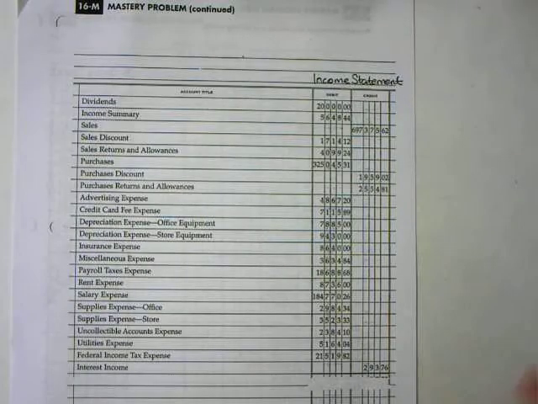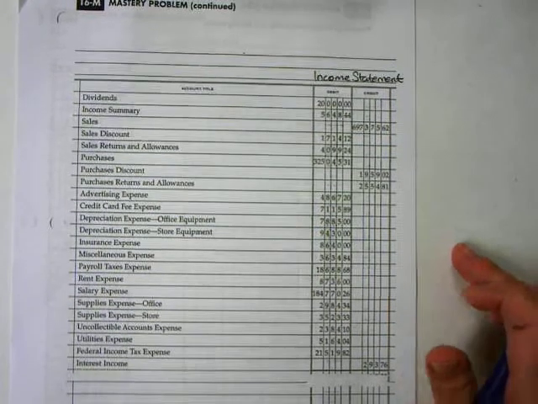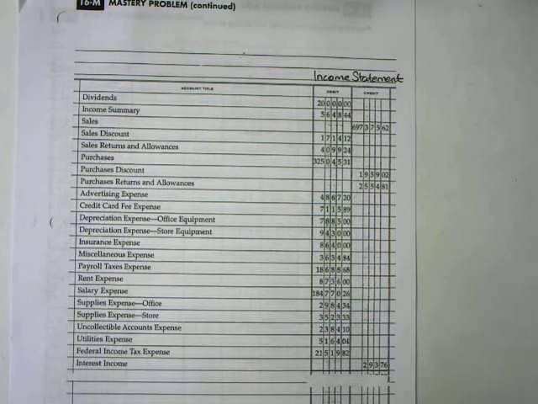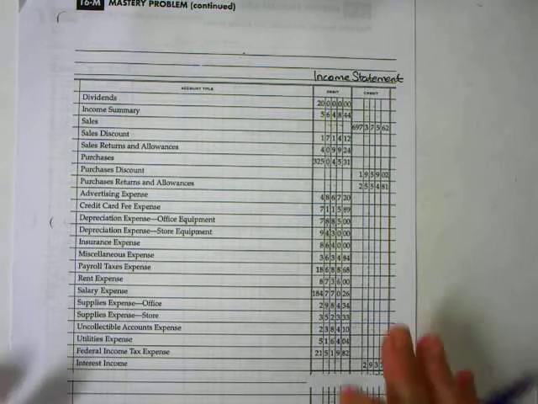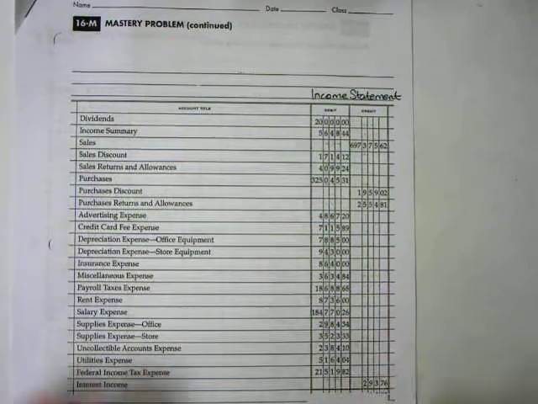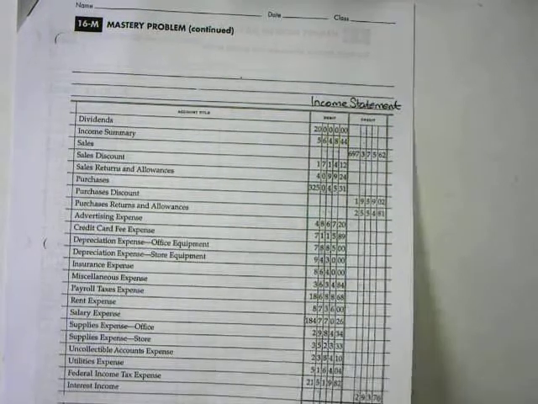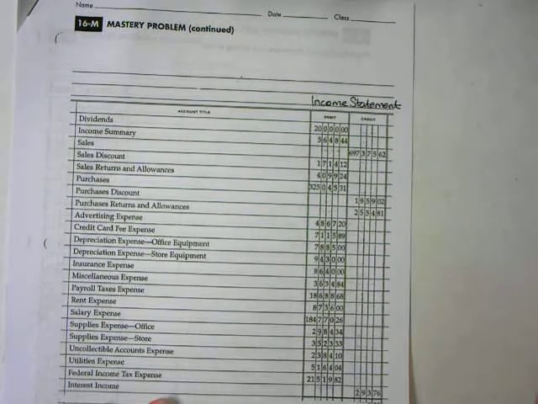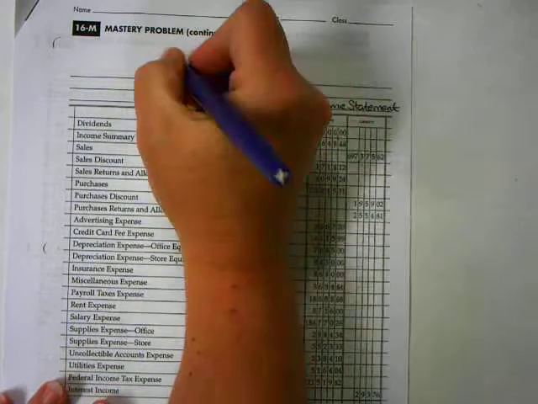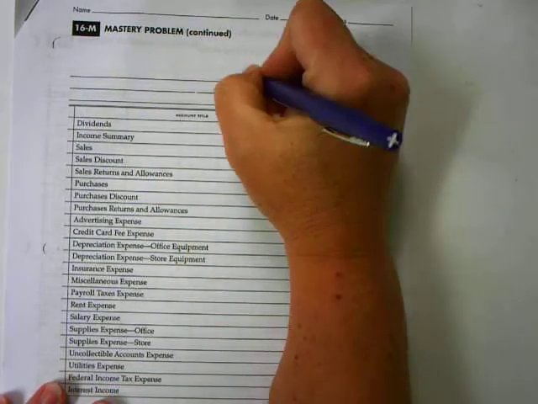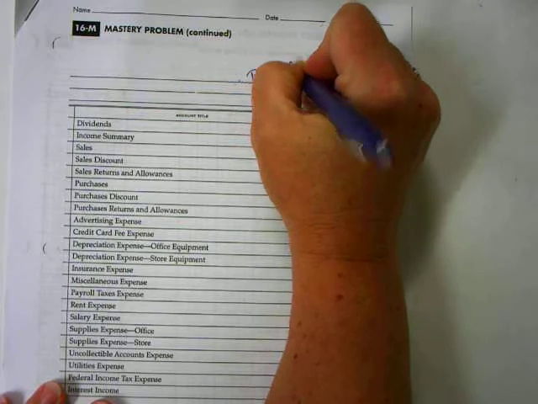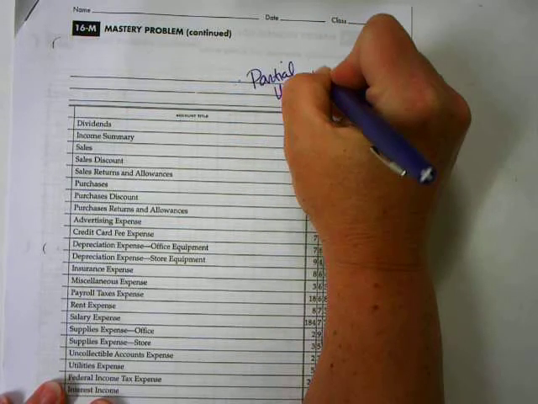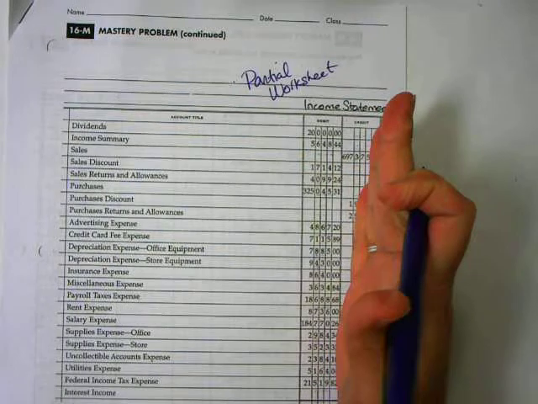Okay, I'm going to take you through closing entries and creating the income statement and the balance sheet. So what we're going to start with is this packet that I've given you. This is basically a portion of a worksheet. It's a partial worksheet. Okay, so these are the last couple of columns in a worksheet.